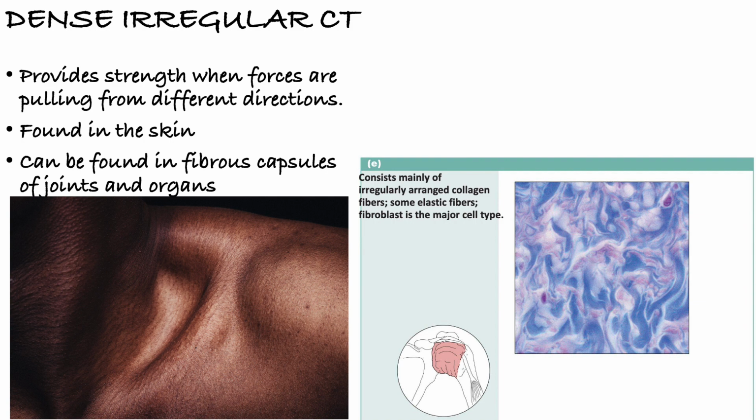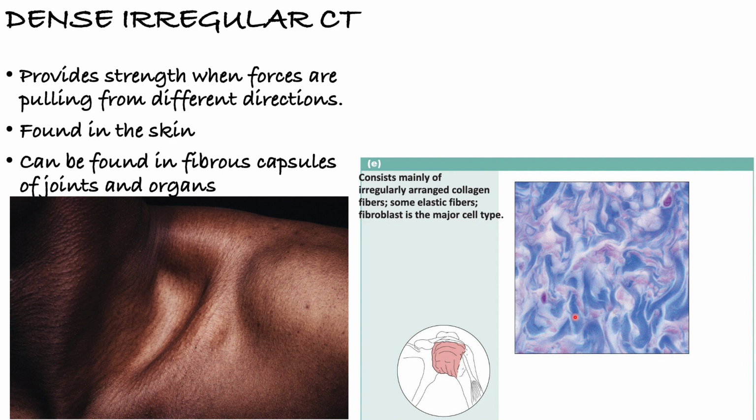But with this unique feature, going to the slide, we're going to see that the reason why we call it irregular is that they don't have a certain pattern to it. And we actually find this in the dermal layer of the skin. We're going to talk about the skin when we get to the integumentary system again.